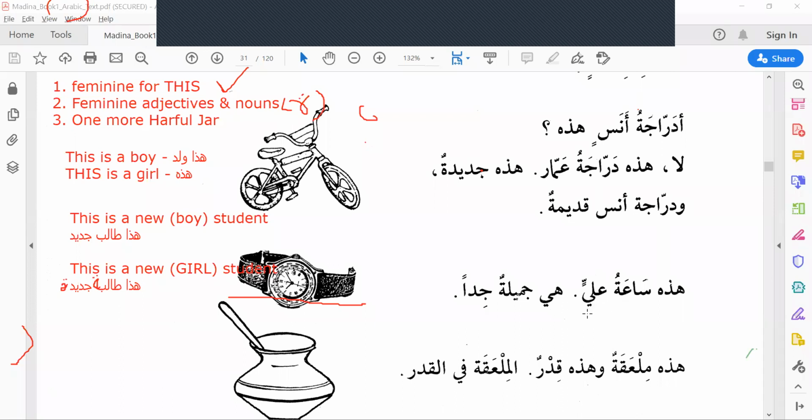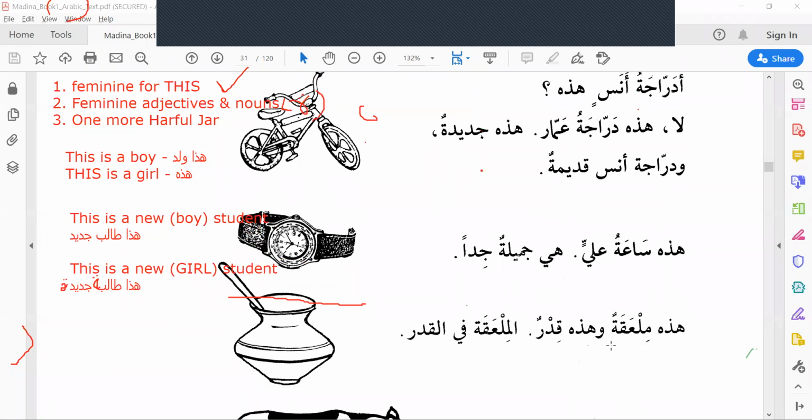Hadihi sa'atu Aliyyin. This is Ali's watch. Hiya jamilatun jiddan. Hiya means she, but here we will use it as it. It is very beautiful.